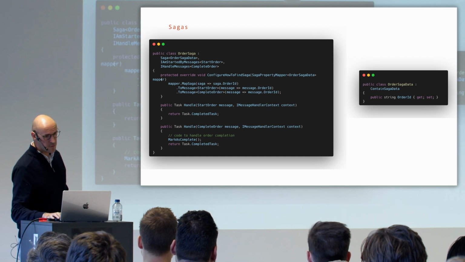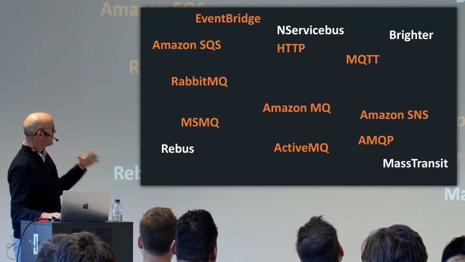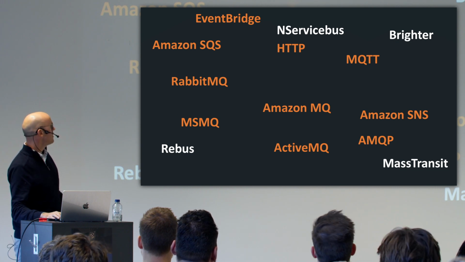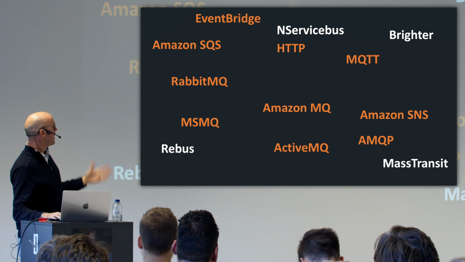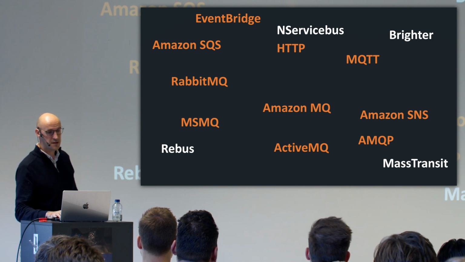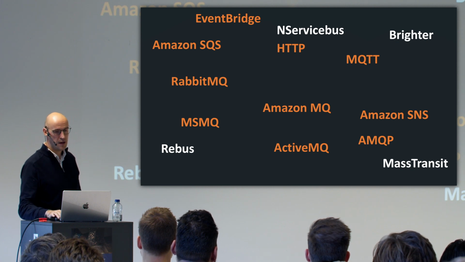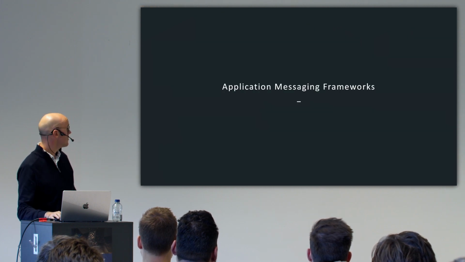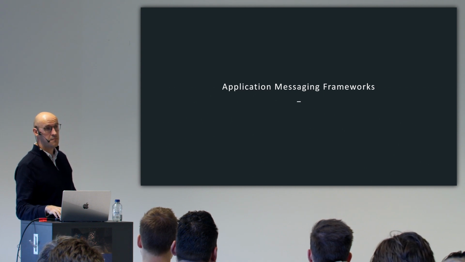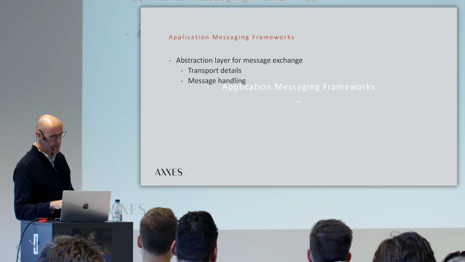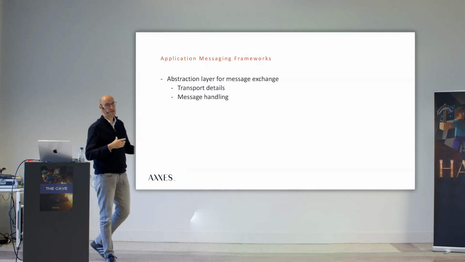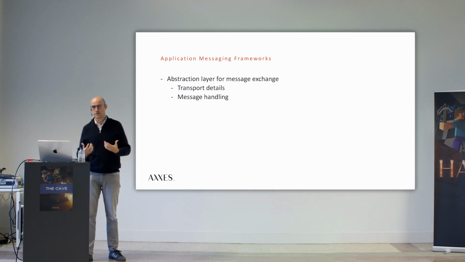Now, let's move on. We have already discussed the patterns and principles. What other services or terms do we have over here? You see NServiceBus, Rebus, MassTransit, and Brighter, which are going to be discussed. I would like to call these application messaging frameworks. Now, what do the application messaging frameworks do? They add an abstraction layer to your messaging infrastructure.